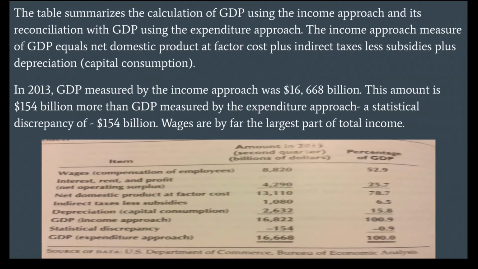The table summarizes the calculation of GDP using the income approach and its reconciliation with GDP using the expenditure approach. The income approach measure of GDP equals net domestic product at factor cost plus indirect taxes less subsidies plus depreciation, that is capital consumption. In 2013, GDP measured by the income approach was $16,668 billion. This amount is $154 billion more than GDP measured by the expenditure approach, a statistical discrepancy of negative $154 billion. Wages are by far the largest part of the total income.